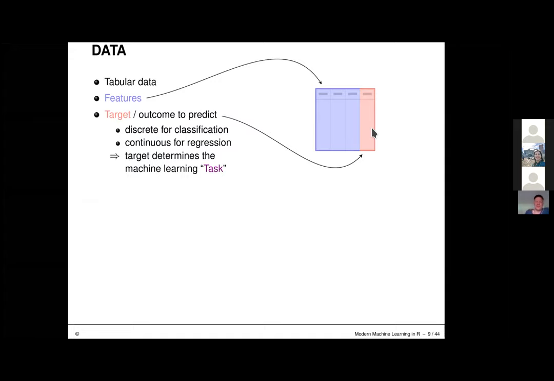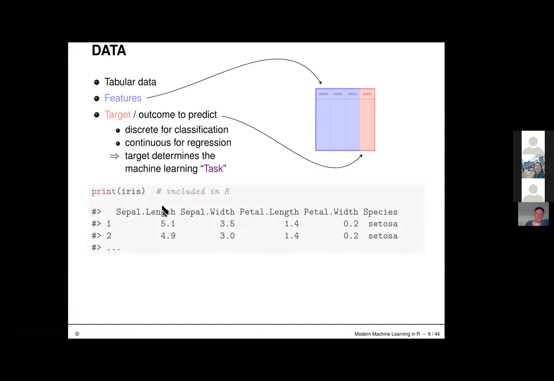So the target column basically determines the type of task. If it's continuous, then we have a regression task. If it is a factor variable or discrete, we have a classification task, right? For example, the iris data set: here is the target column. This would be a classification task. And these would be the features here. And this is what we call the target.